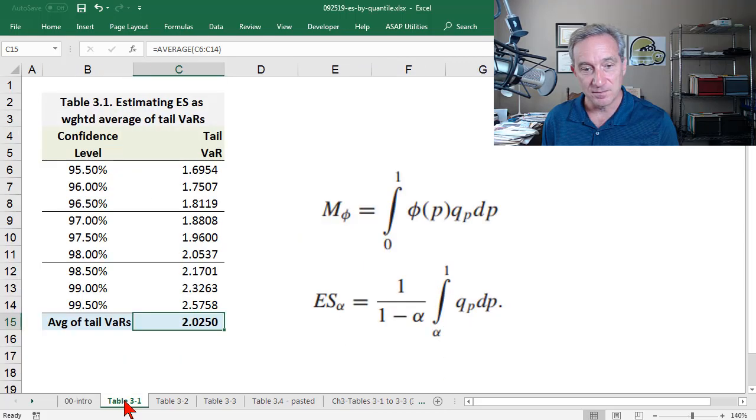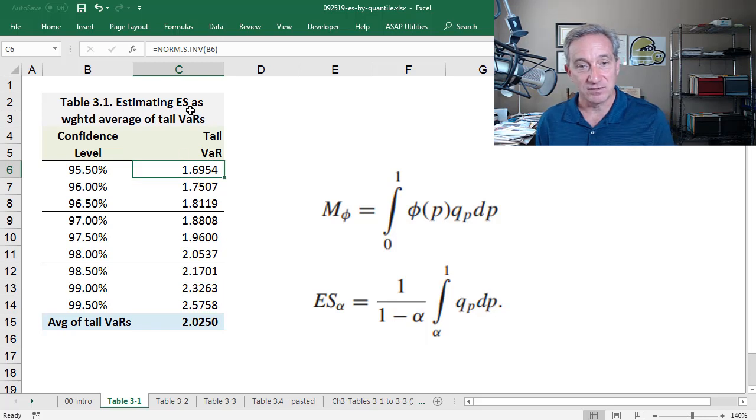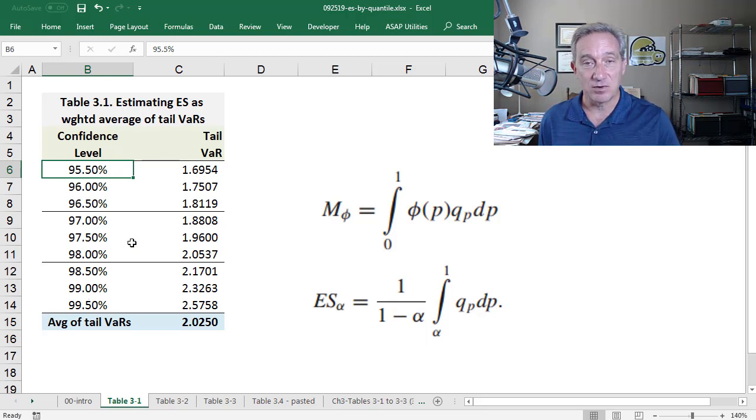Table 3.1, using the normal distribution, estimates the expected shortfall as a weighted average of the tail VaRs. This is a simple idea where we just select the number of slices that we want in the tail. This is going to be for a 95% confidence VaR. The n value is 10, meaning there are 9 slices. So we slice this into 10 regions with 9 values here.